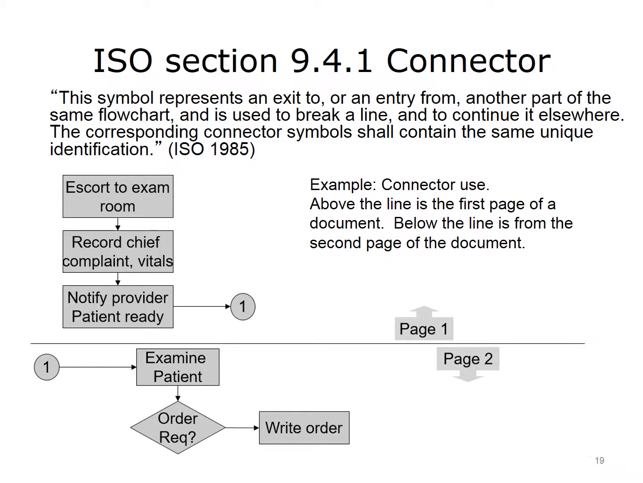Continuing on page 2 of the diagram, the reader would start at the circle with a 2 in it, which directs the reader to the next process step. Examine patient. This step in the process is followed by a decision, presumably made by the provider, about whether or not an order is required. If an order is required, the process continues to the order writing step. Note that the connector with a 1 connects the process across pages 1 and 2.